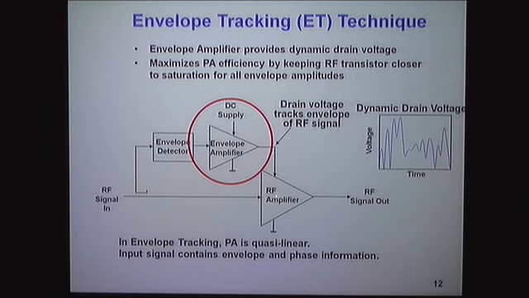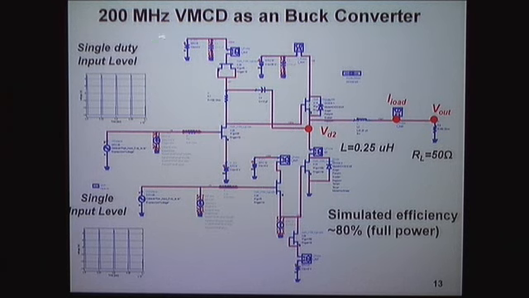Think of it, you could go up to 60 gigahertz that way with a 500 megahertz bandwidth. Maybe a 1 gigahertz bandwidth someday. So this is how we are going to do it. We're going to take a 200 megahertz voltage mode class D and use it as a buck converter. Actually, it's somewhat of a cross between a buck converter and maybe a class S modulator.